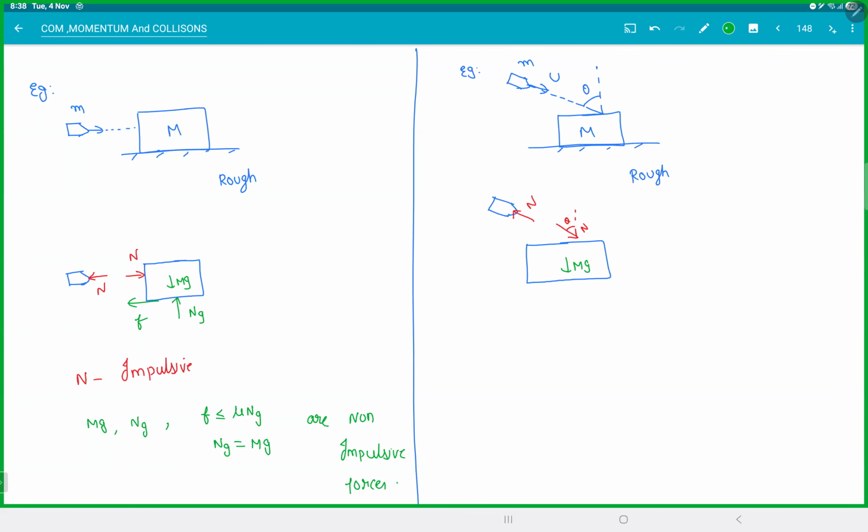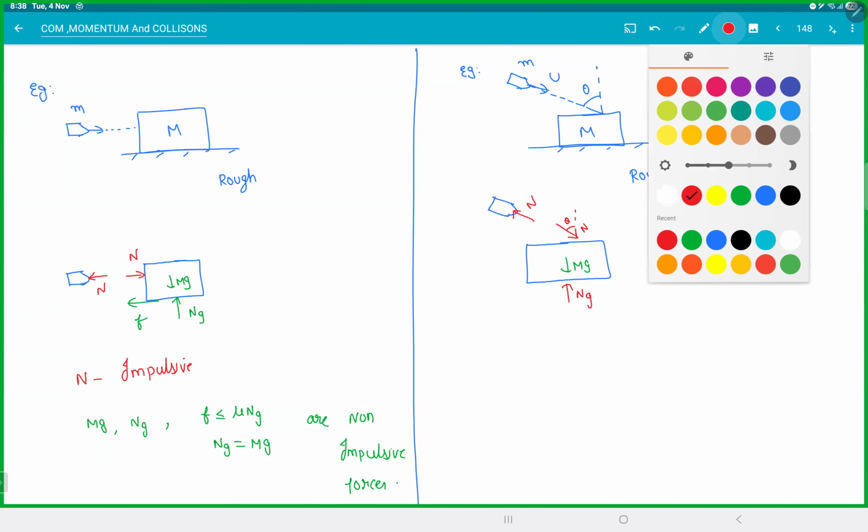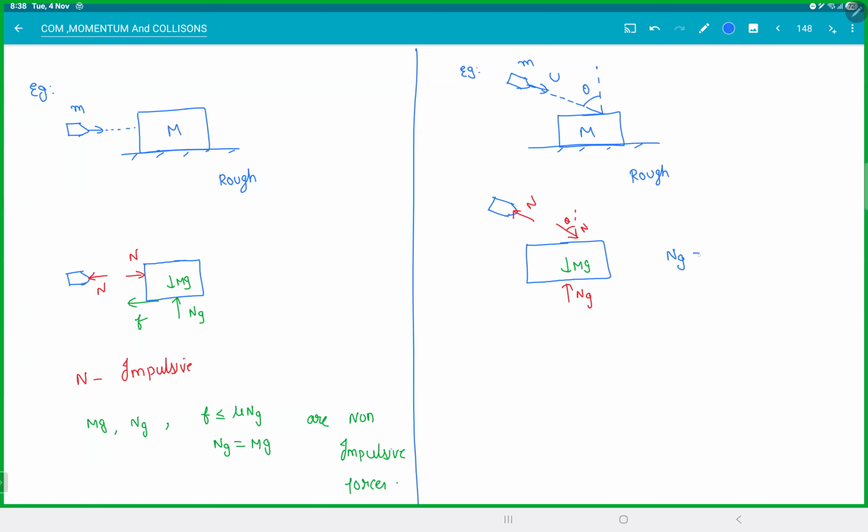But now your N ground becomes impulsive. Why? What is N ground? N ground is mg plus N cos theta. So if you add a large force to a small force, it still becomes large, right? And what about friction? Friction depends on N ground, so friction also becomes impulsive. So now N ground and friction are impulsive.